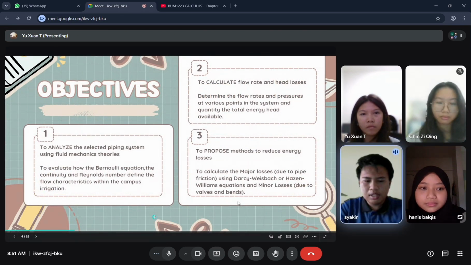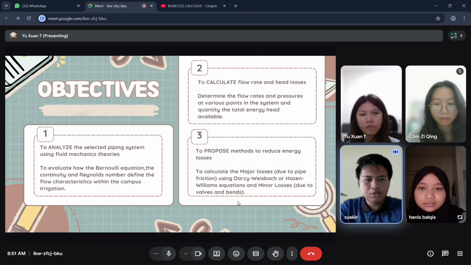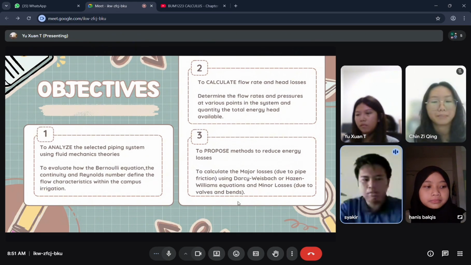Next, we will explain the objective of our project. We have outlined three main goals. First, to analyze the selected piping system using two theories. We will manually apply the continuity equation and Reynolds number to find the flow characteristics.